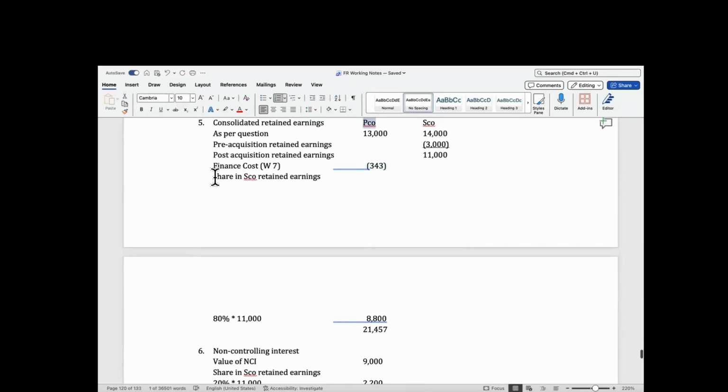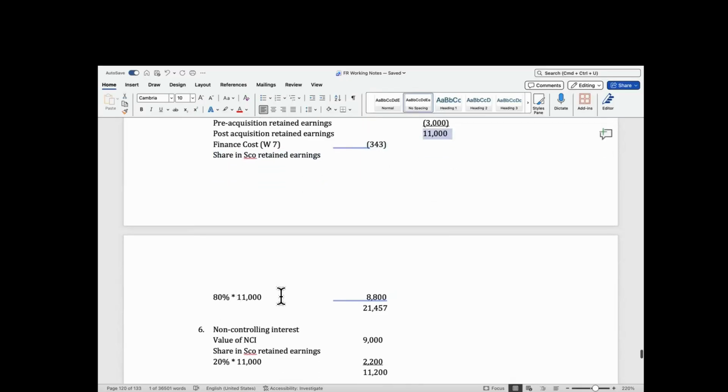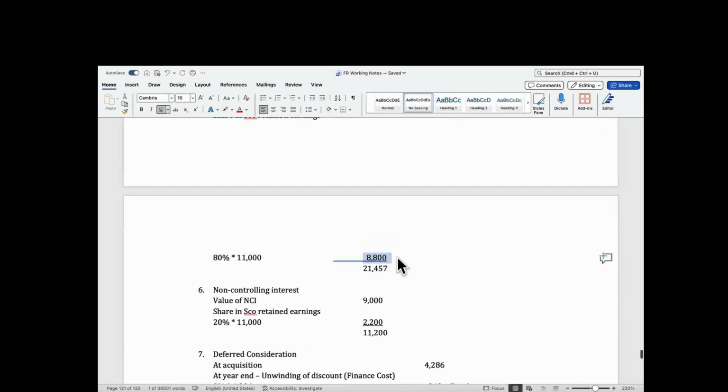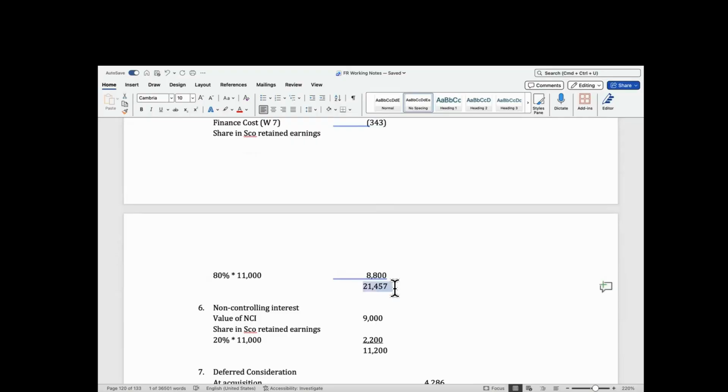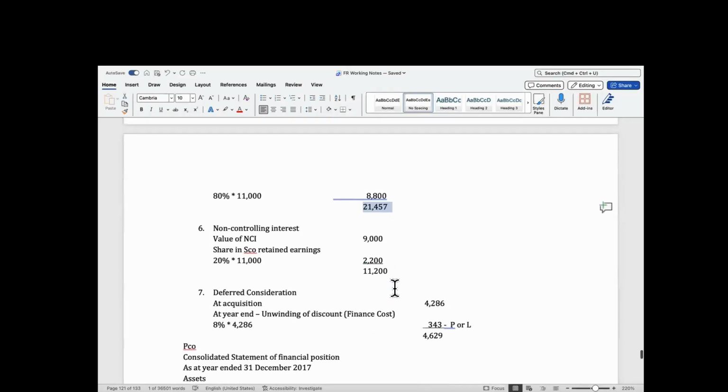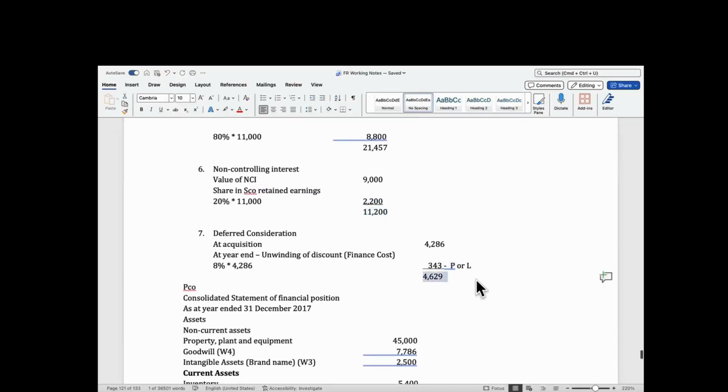Then the parent will get a share of ESCO's retained earnings, which is 80% of this 11,000. So 8,008. So if I accumulate all of these together, I have a consolidated retained earnings of this. So the value of NCI is the value as given, 9,000. It gets a share of the subsidiary's retained earnings also, 20% of 11,000, which is 2,002. So 11,200. And deferred consideration as explained.